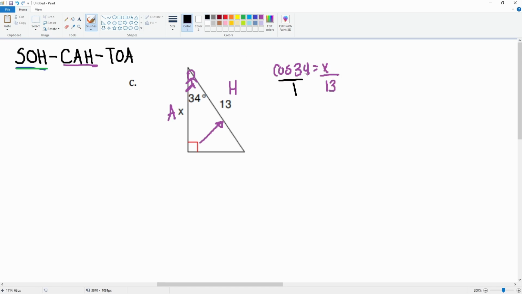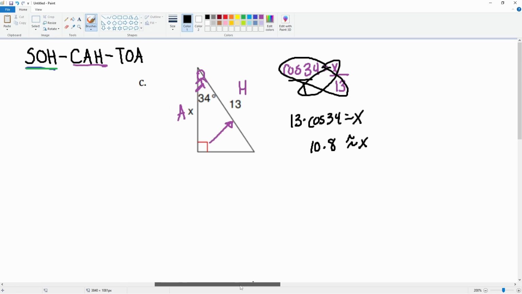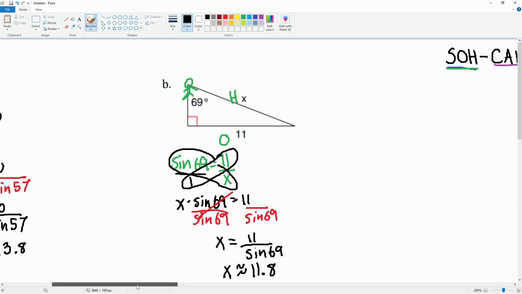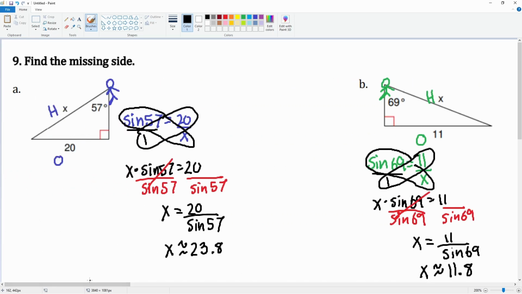Make the left side over 1 so we can cross multiply. We have a 13 times cosine of 34, and the other side is just x. So we can just plug that into the calculator. 13 times cosine of 34 gets you 10.8 when you round. So there you go. That is how you solve for the missing side using the trig ratio.